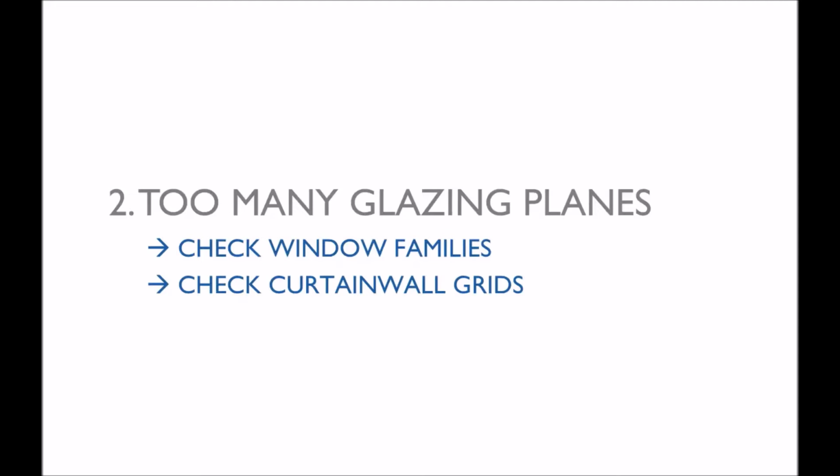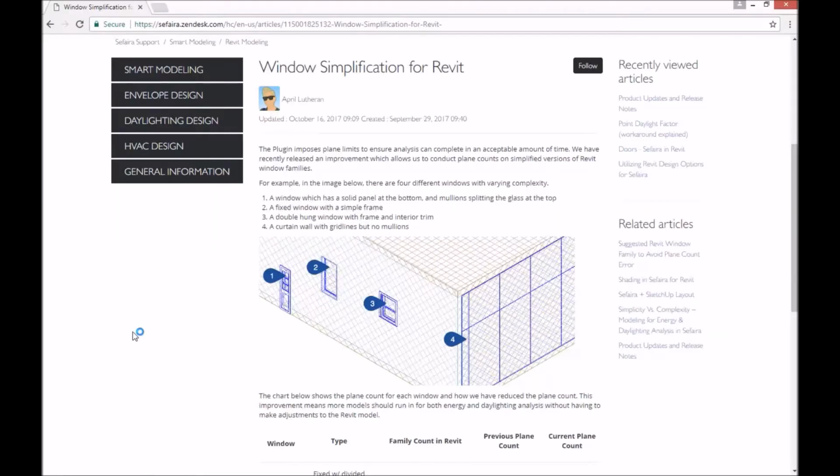And there are two common causes for this. One is the type of window family that you have, particularly custom window families. And two, it could be the curtain wall grids are cutting through the glazing. Let's talk about windows first, and talk briefly about window simplification in Revit.